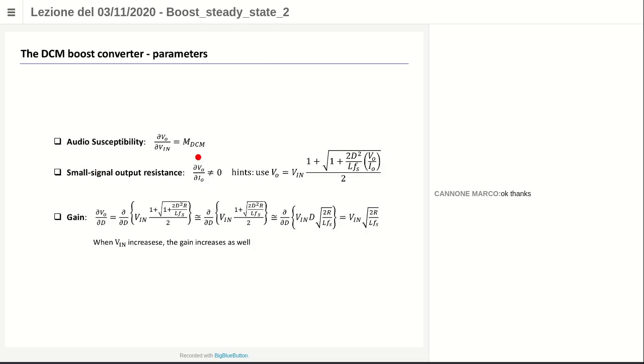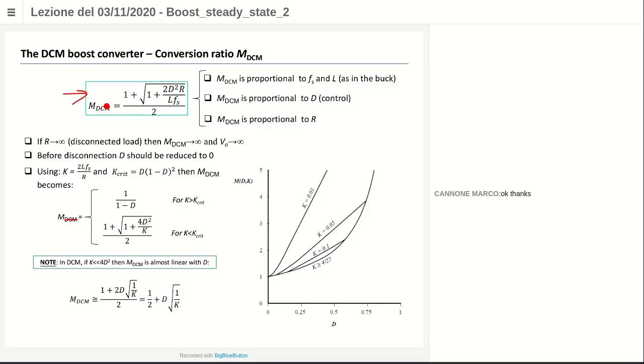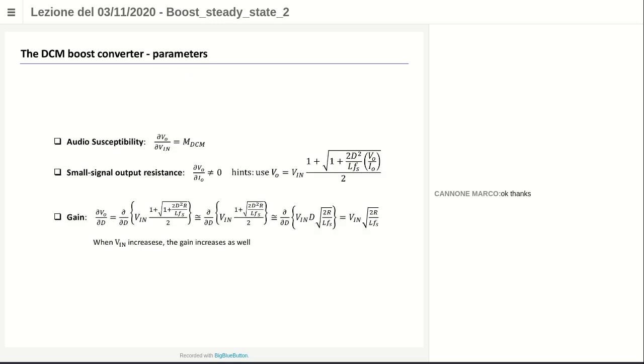Small signal output resistance, so the small variation of the output with respect to the small variation of the output current, now is not zero. It was always zero in CCM for any converter, now it's not zero. If you want to compute it, you have to describe V0 in this way. V0 is M, the conversion ratio, times V in, and R is V0 over I0. So if you use this condition, V0 is equal to V in times M, and you put in place of R, V0 over I0, then you can derive this expression of V0 versus I0, and then you can find the output resistance.